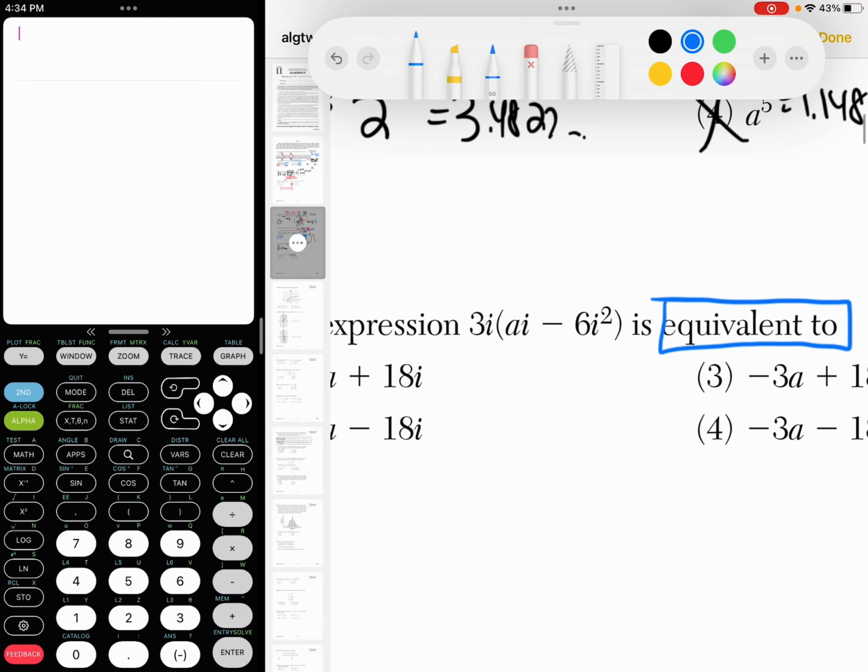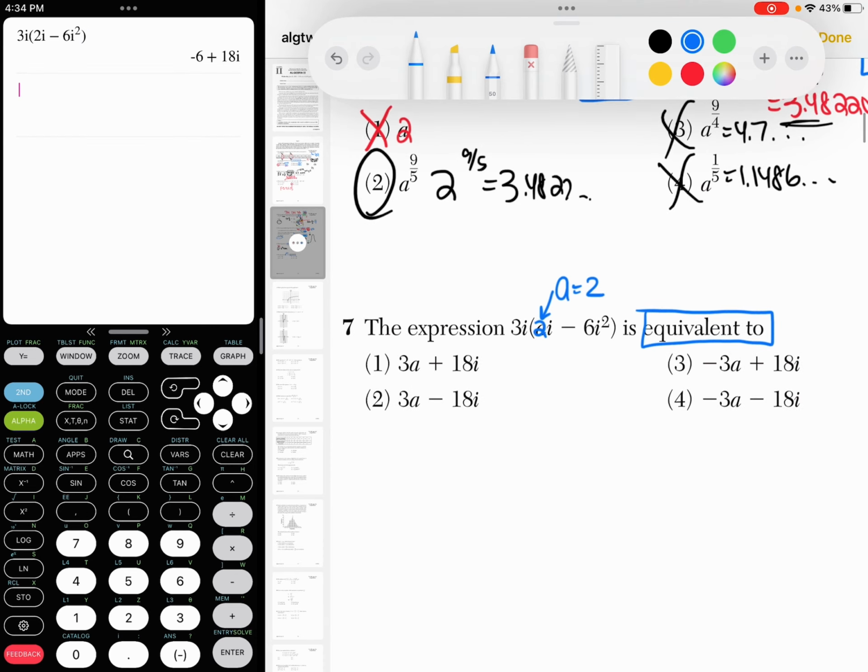Okay, and again, I'm doing this trick because it says equivalent to. So you're not going to plug anything in for i, but you are going to plug in something for a, and I am again going to use 2. So when I type this in, I'm going to do 3i parentheses 2i, see how I just put the 2 in place of the a, minus 6i squared. Enter. And I got -6 plus 18i.